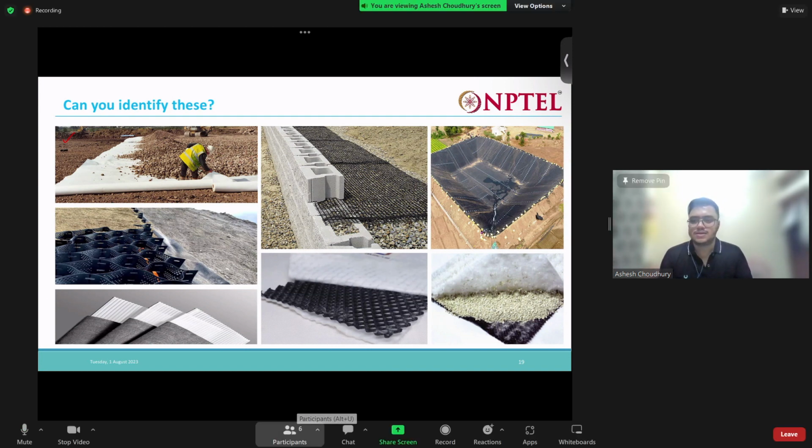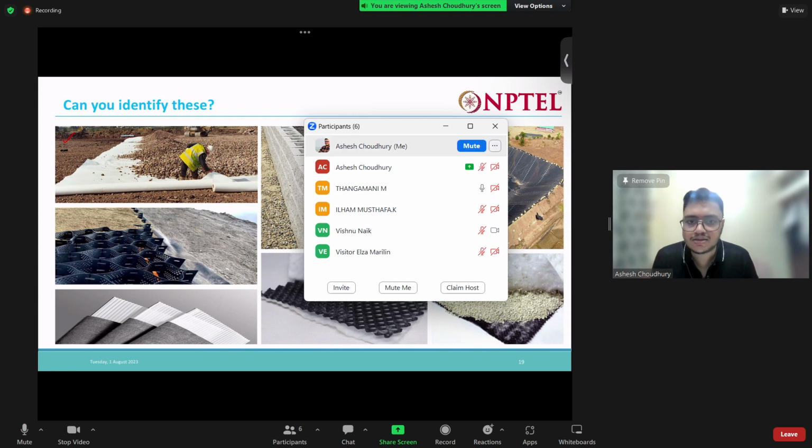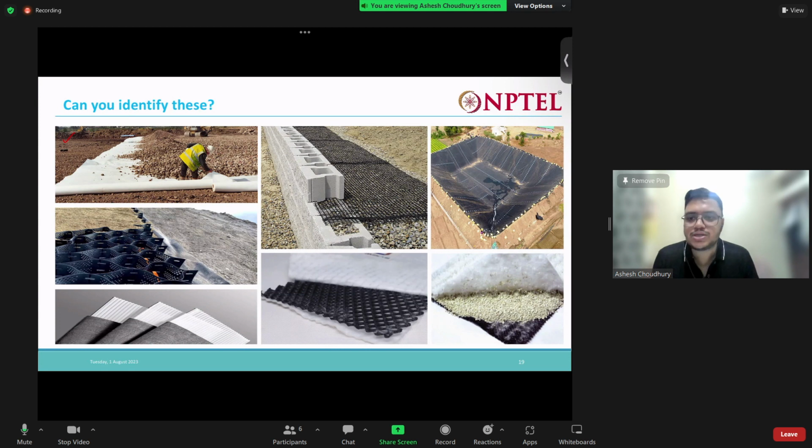Yeah, anyone can tell? Geomembrane? This first thing. Yeah, first one is geomembrane. No, actually this is a geotextile only, a normal non-woven geotextile. It is used here as a separator, maybe because some pavement is being constructed, to separate the subgrade and subbase. And also, this geotextile can be used as a drainage layer, right? We will be discussing how this geotextile can help as a drainage layer. Okay, so what is this thing?